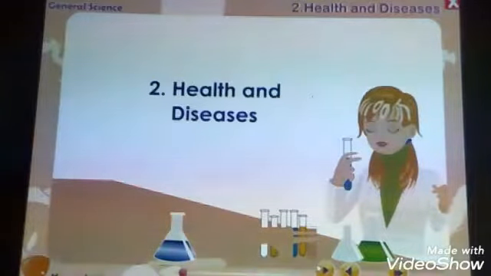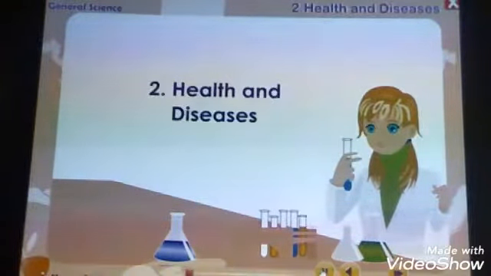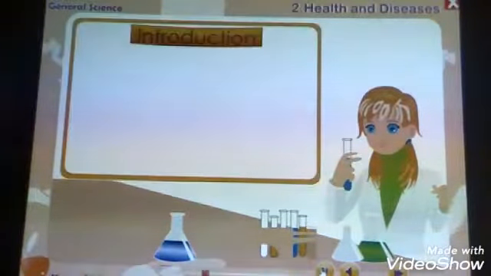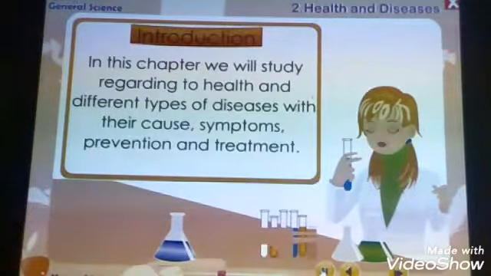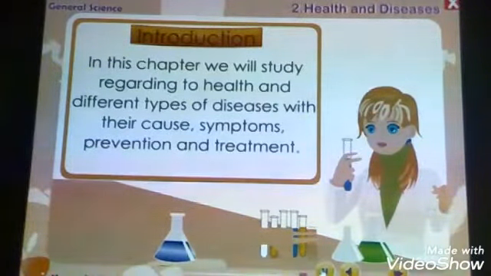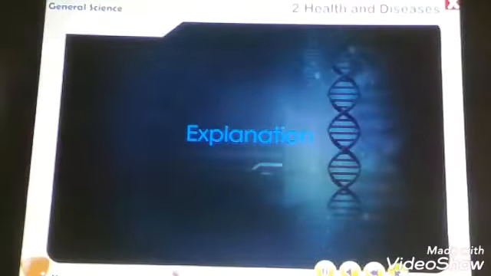Today we are going to start the 8th standard science, 2nd chapter, health and disease. Introduction. In this chapter we will study regarding health and different types of diseases with their cause, symptoms, prevention and treatment. Explanation.